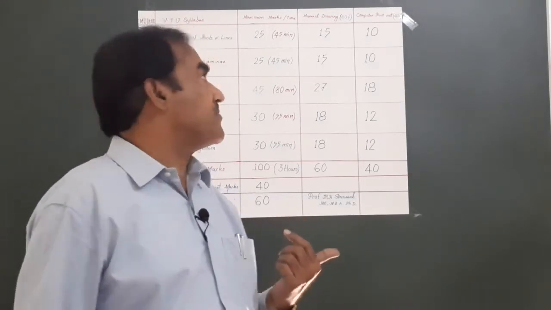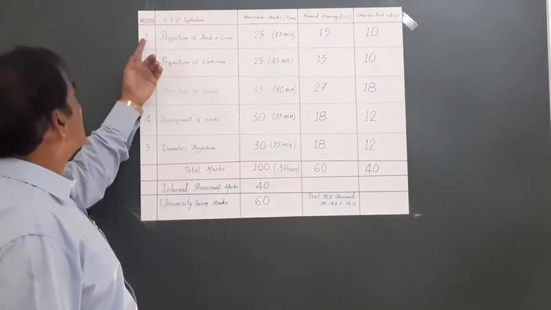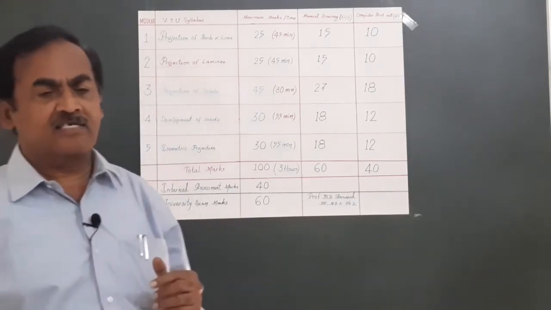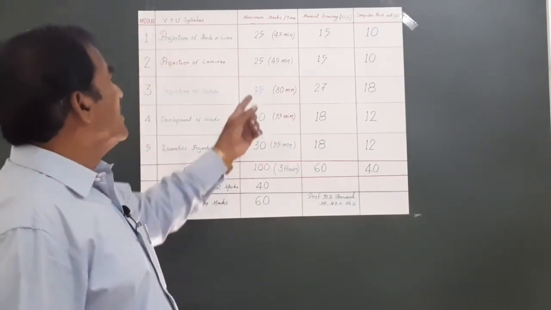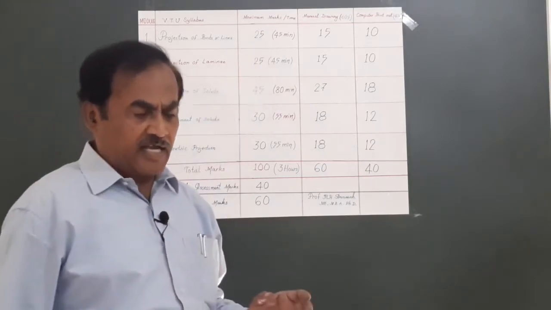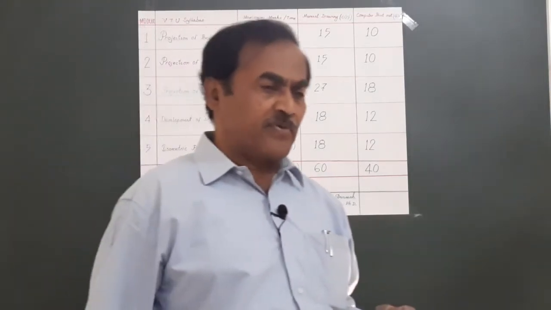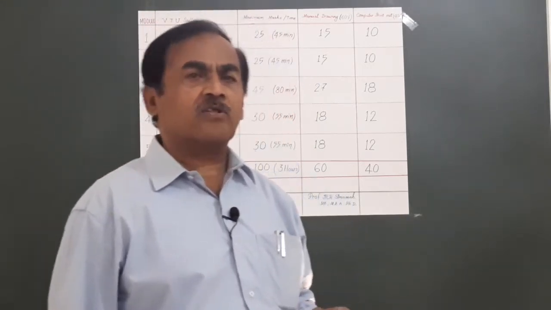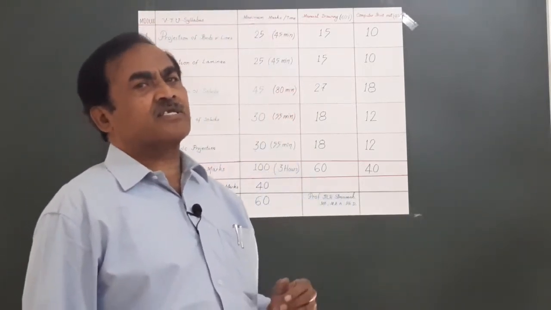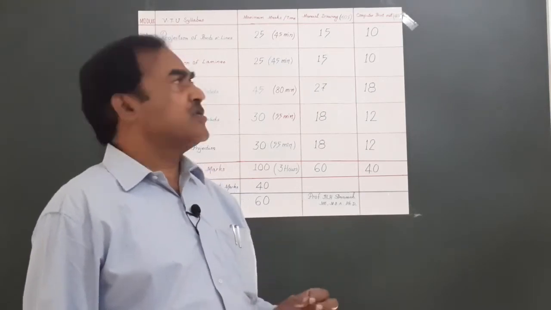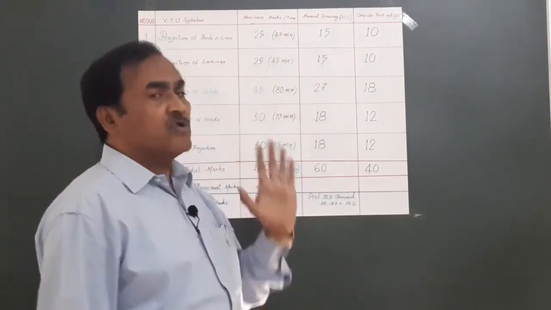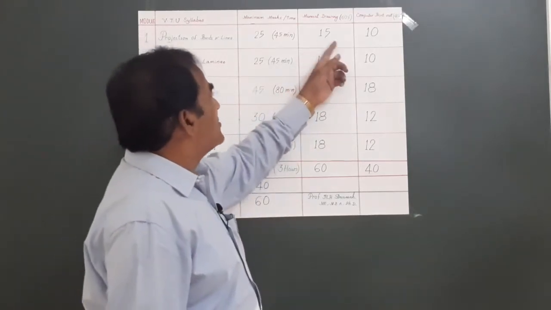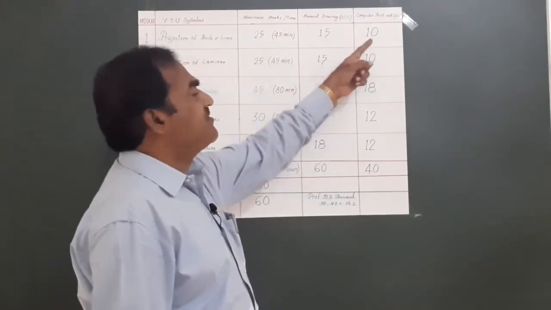For example, if you just see this module 1, it deals with the projection of points and lines. So this will carry 25 marks, and in this particular paper in VTU, you have to make both manual drawing and also compute that in the system, take the computer printout. So manual drawing always carries 60% of the total marks, whereas the computer printout will carry 40%.